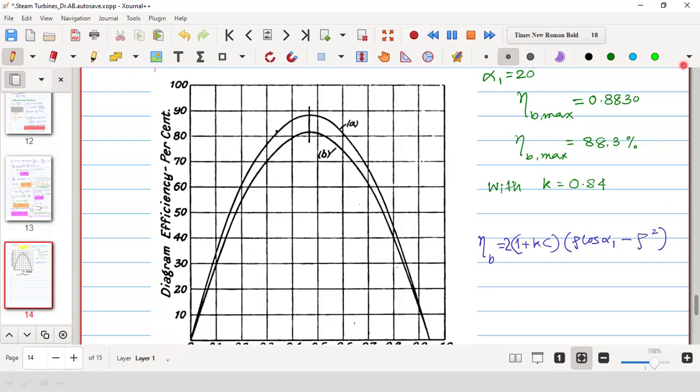Okay. Now for a particular blade, this is constant. Also, for a particular nozzle, this is constant. Now, therefore, the blade efficiency depends on rho only. Here, when you have that fixed design, it depends on rho only.